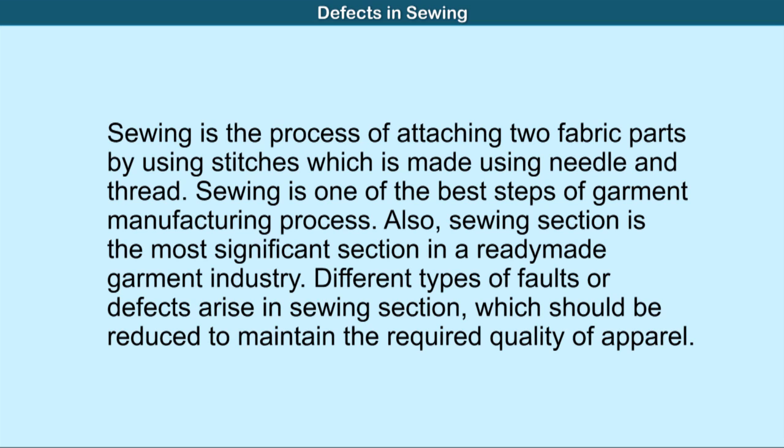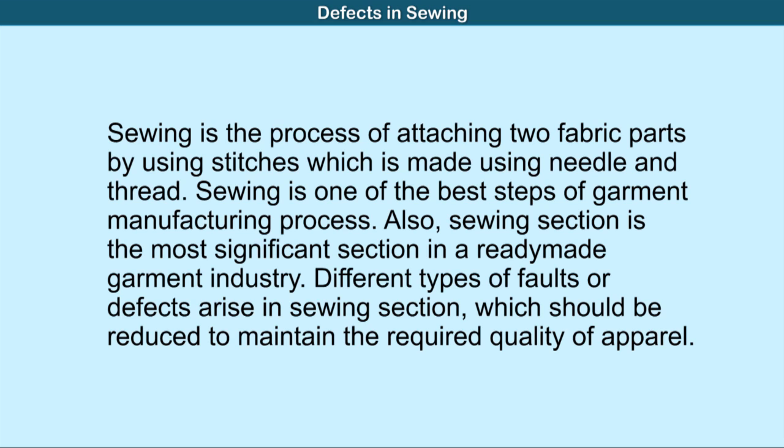Sewing is the process of attaching two fabric parts by using stitches, which are made of a needle and thread. Sewing is one of the basic steps of the garment manufacturing process. Also, the sewing section is the most significant section of a ready-made garment industry.